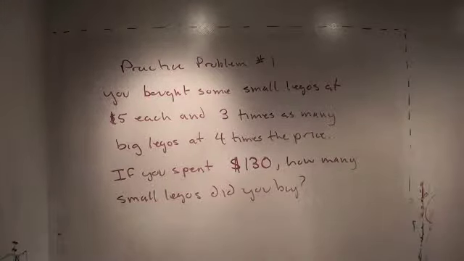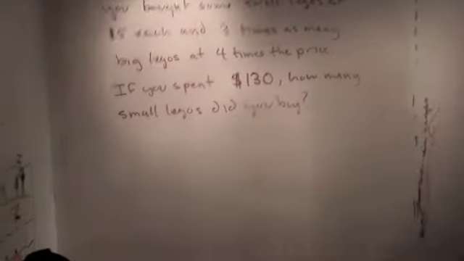Do you understand the problem? Yes. Tell me what happened in this problem. Well, we bought some small Legos and some big Legos. We don't know how many. Hold on a second. Tell me what happened in the problem. We bought some small Legos for $5 each and 3 times as many big Legos at 4 times the price of the small Legos. And then what happened at the end? Then you spent $130 on those Legos. And what's the question? How many of the small Legos did you buy?